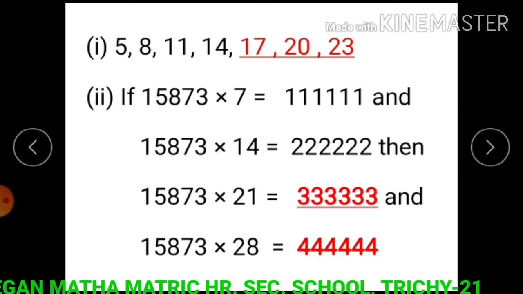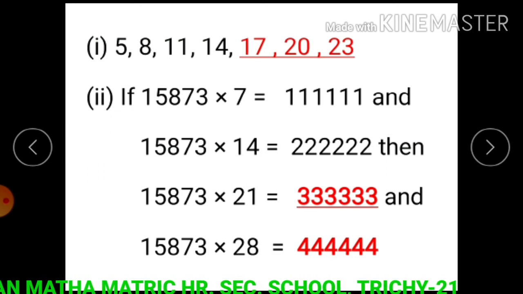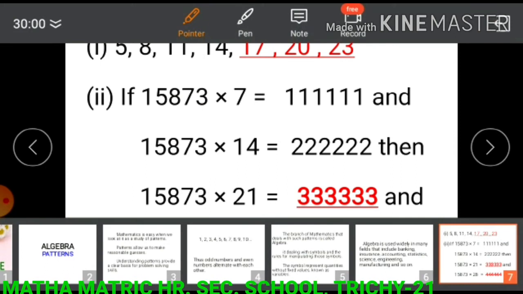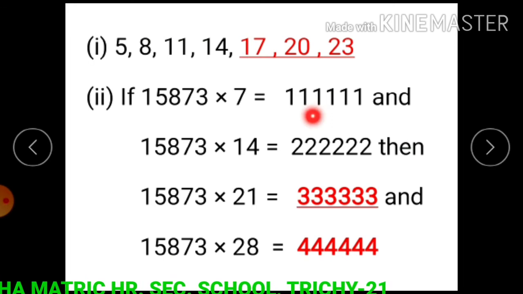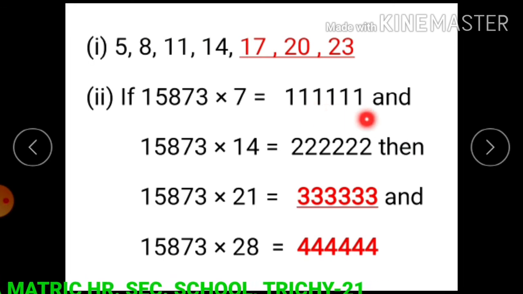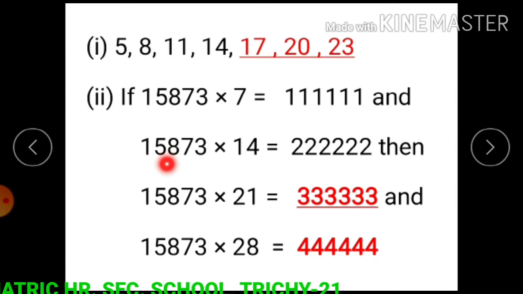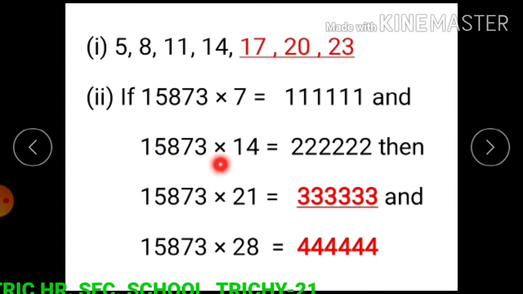And the second question: if 15,873 is multiplied by 7, we get 1,11,111. And 15,873 multiplied by 14, we get 2,22,222. Then 15,873 is multiplied by 21 and 28. What is the answer?